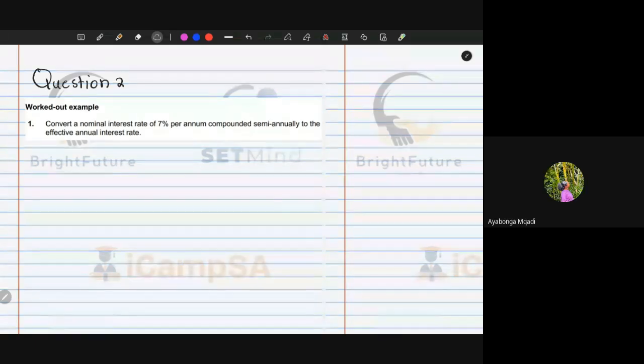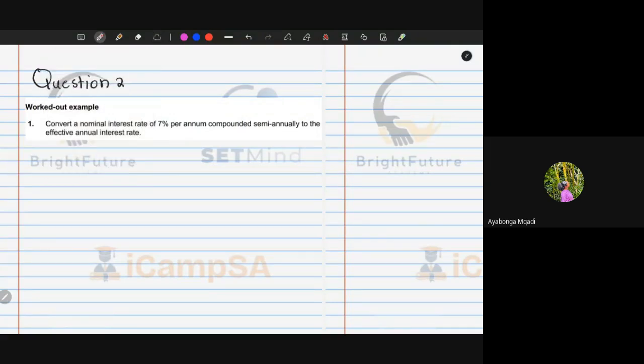Go ahead, just unmute yourself. Convert a nominal interest rate of 7% per annum, compounded semi-annually, to the effective annual interest rate. On point. Thank you for that.